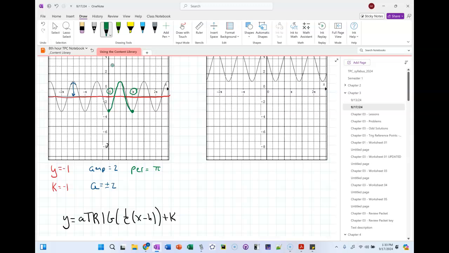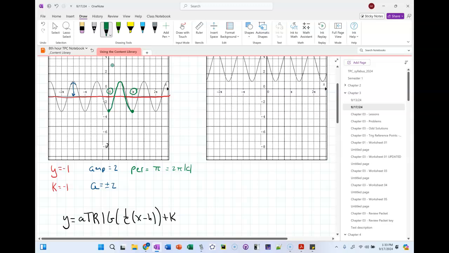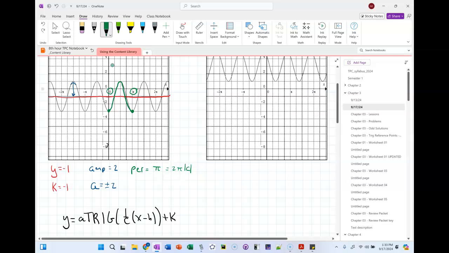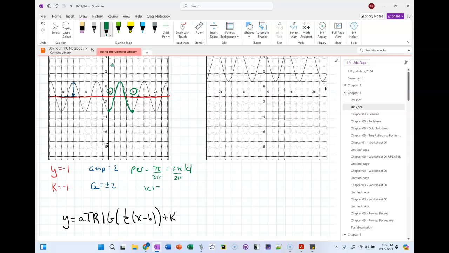C. Because I know that the period is equal to 2 pi times the absolute value of C. So if pi is equal to 2 pi times the absolute value of C, what does C have to be? To solve the equation, you divide both sides by 2 pi. So the absolute value of C is equal to pi divided by 2 pi, which is 1/2.